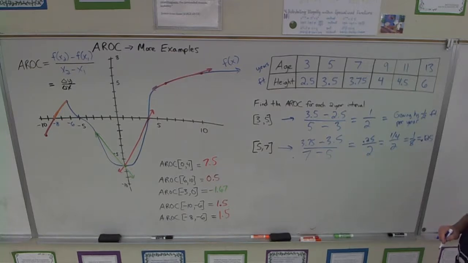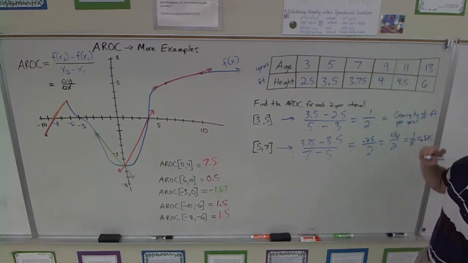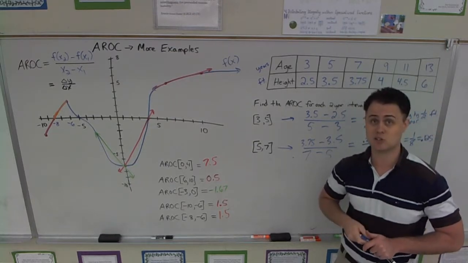So how could you interpret this one? I could write it out the same way, or I could just go right here and say they grow by 1 foot every 8 years at that point. That's obviously a slower growth rate than between 3 and 5. So why don't you guys do it for 7 to 9, 9 to 11, and 11 to 13. Pause the video, try those out, and we'll see where this kid is growing at the fastest rate when we're done.